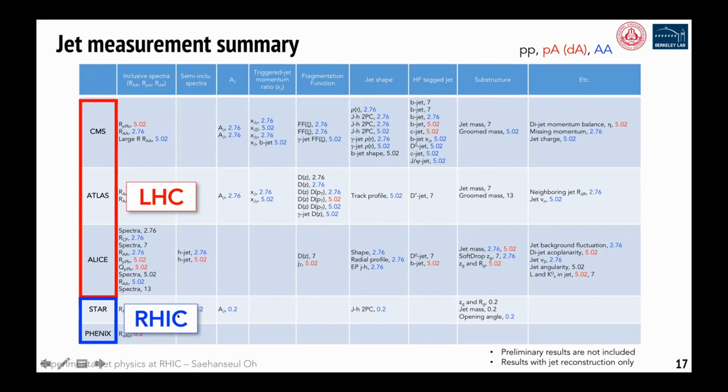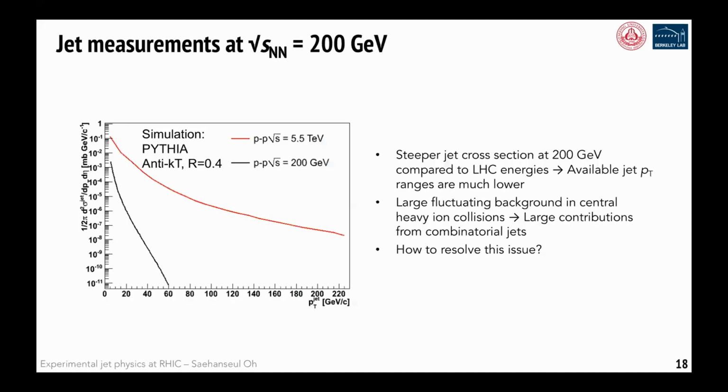RHIC started in 2000, but LHC began to take data from 2010. So RHIC has a much longer history, but why do we have a small number of publications compared to the LHC? That was my mystery at the beginning, but I do have the answers now. Well, maybe other people have the answers as well, but this is my answer.